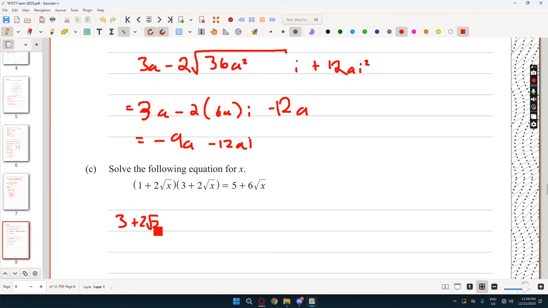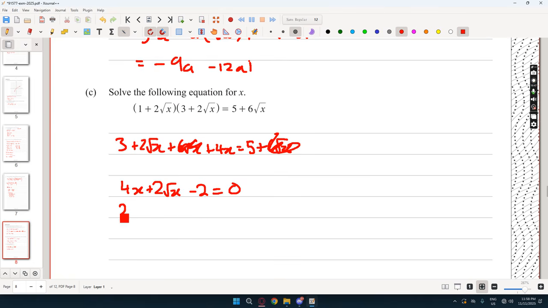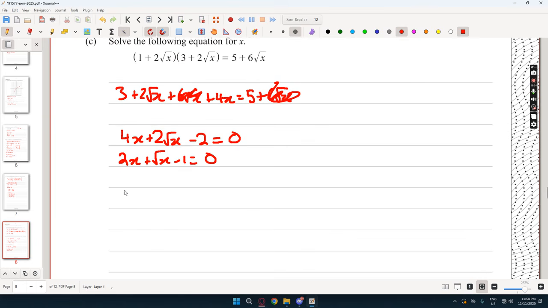3 plus 2 root x plus 6 root x plus 4x equals 5 plus 6 root x. That cancels, that cancels. 4x plus 2 root x minus 2 equals 0. 2x plus root x minus 1 equals 0. Two numbers that multiply to give minus 2 and add to give 1: 2 and minus 1, so 2x plus 2 root x minus root x minus 1 equals 0.